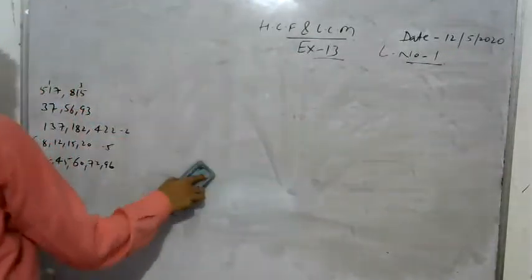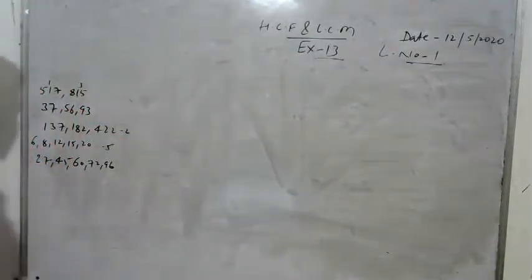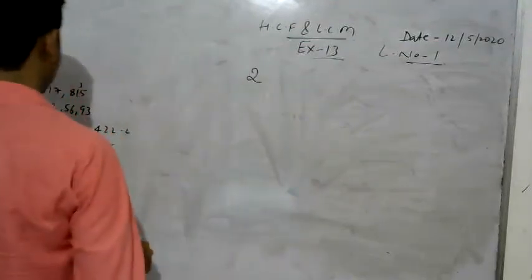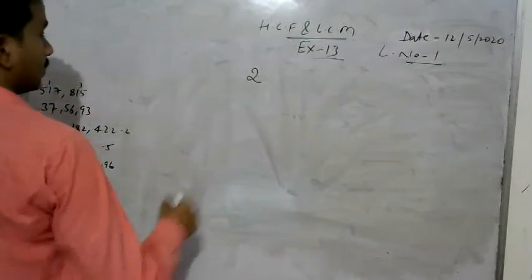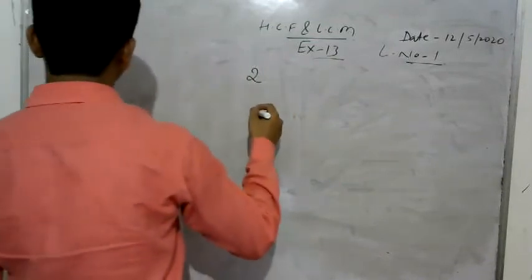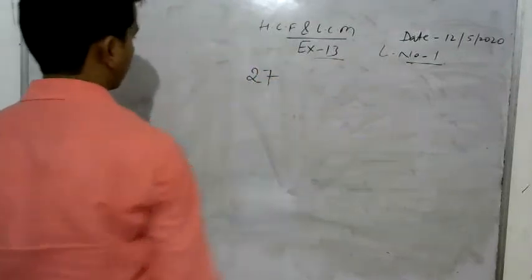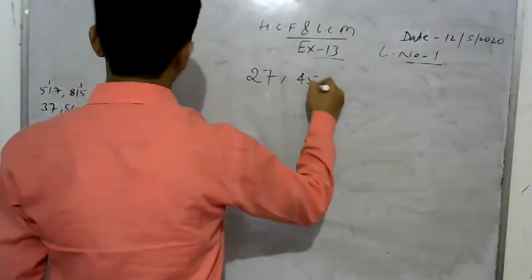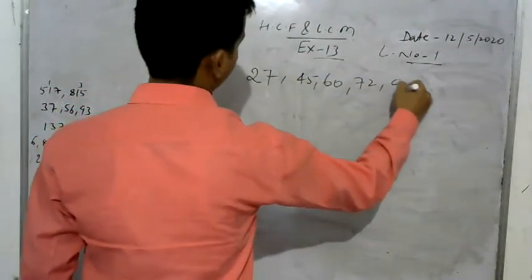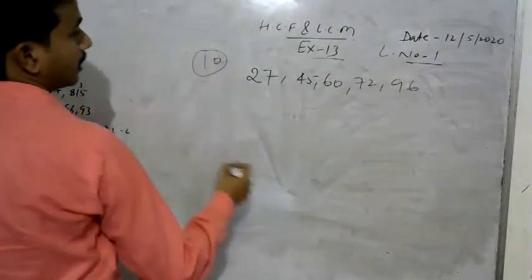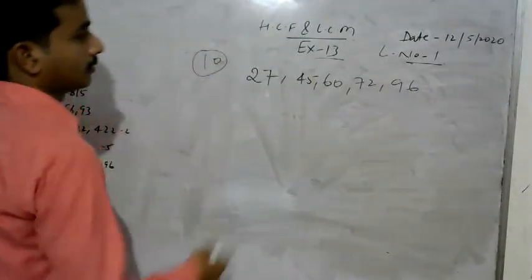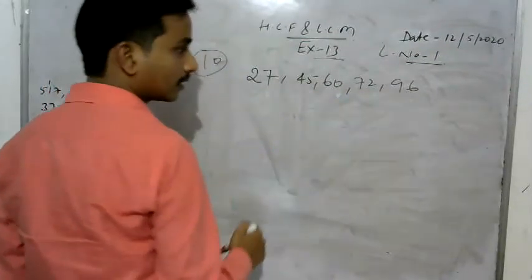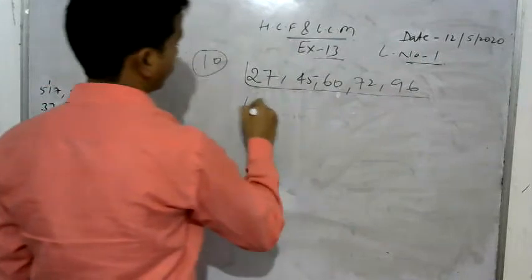So in question number 10, find the greatest 6-digit number that is exactly divisible by 27, 45, 60, 72 and 96. In question number 10, we have to find the greatest 6-digit number which is exactly divisible by 27, 45, 60, 72 and 96. First of all, you have to find the LCM of all these.